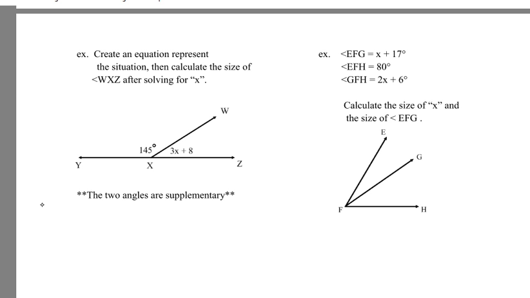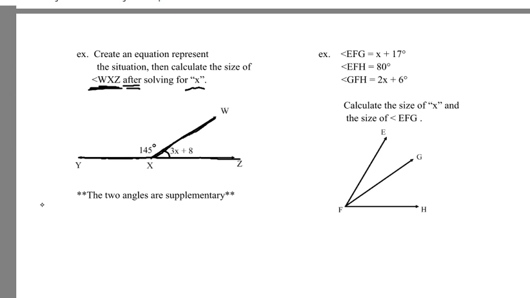All right, hopefully you gave it a try. This one says create an equation to represent the situation, then calculate the size of WXZ after we solve for x. So we know that we have an angle here that's 145, and we have a second angle that's identified as 3x plus 8. What relation did you hopefully see there?